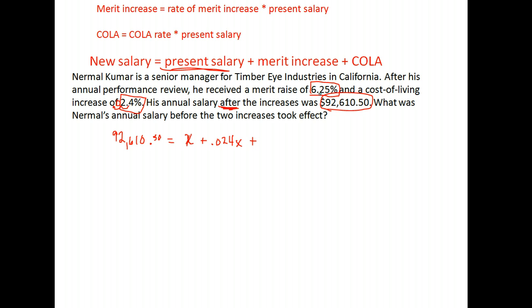Plus cost of living. Now cost of living up here was 6.25%. Move the decimal over 2 places, and we take that times his present salary, which once again we don't know, so we're just calling it X. We need to solve this equation for X. Notice we have one X here. These are all X's, so we can add them together. So we add the 1 plus 0.024 plus 0.0625. Be really careful with your decimals here.